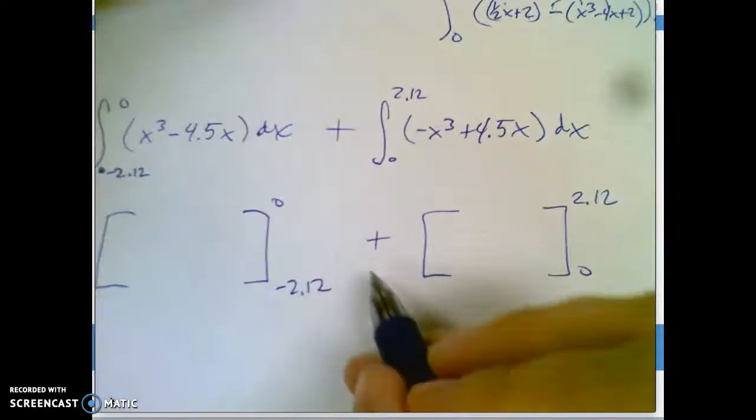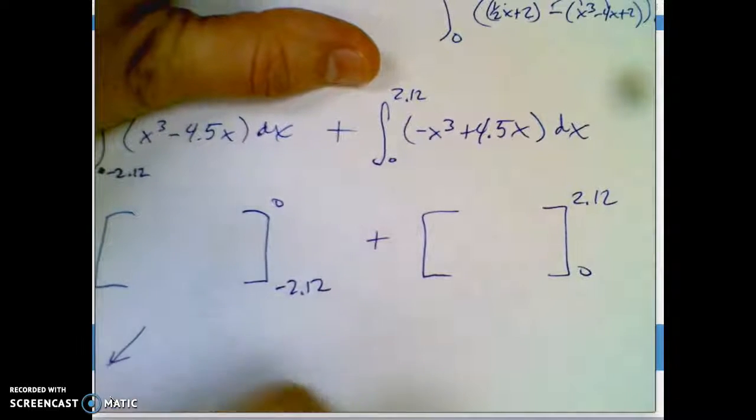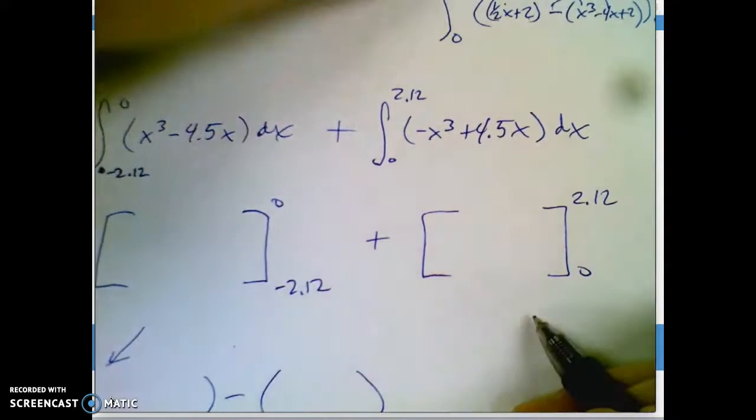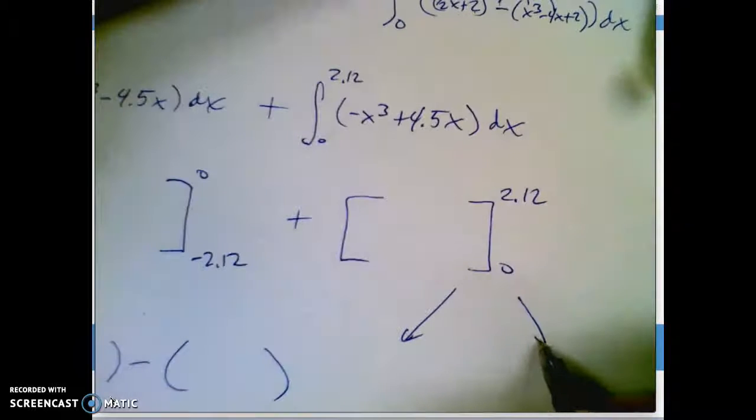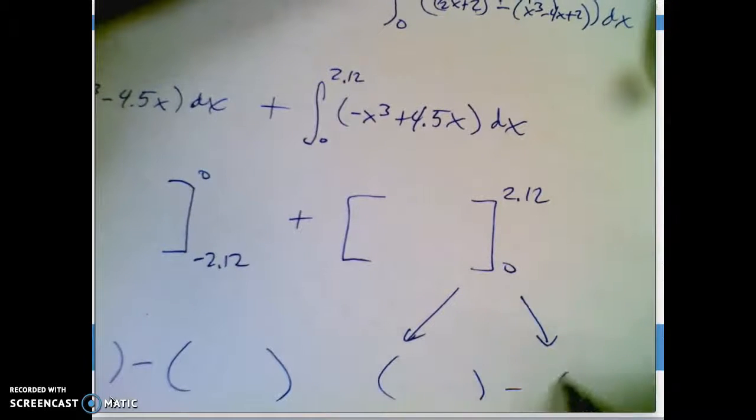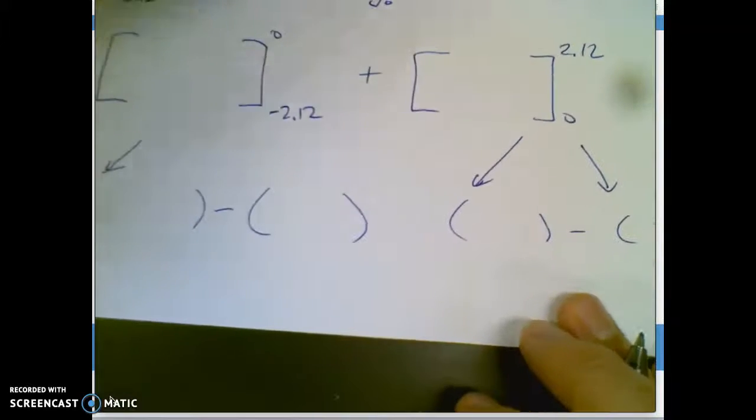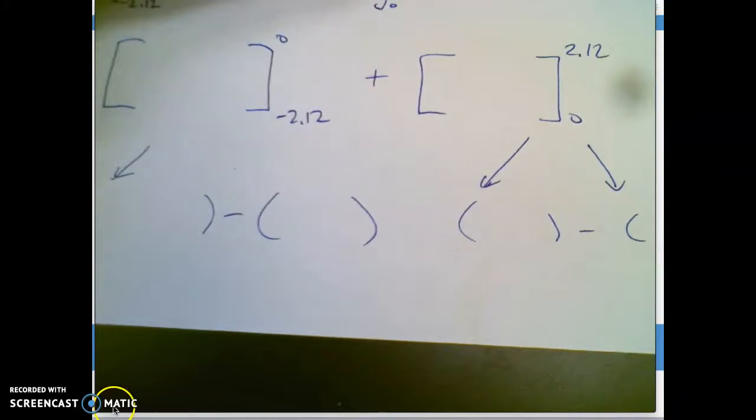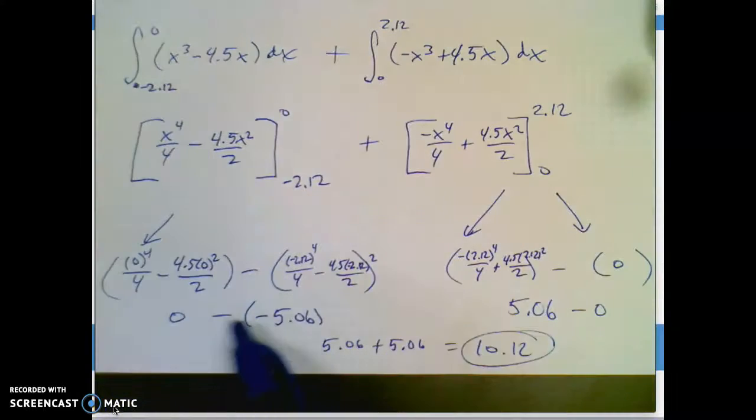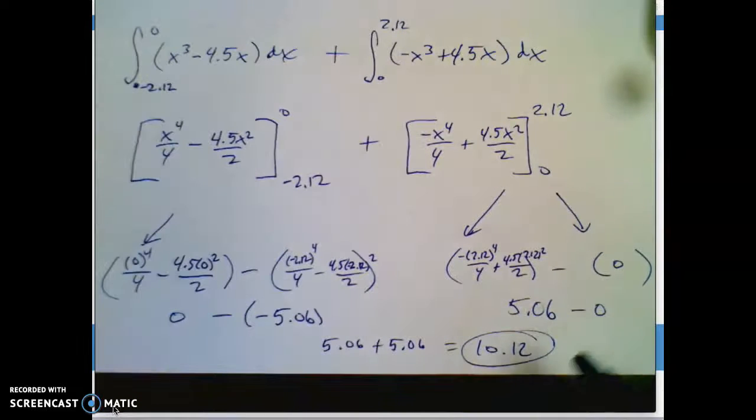Okay, and you'll do your tricks, and then you'll make sure you split this into something minus something, and then you'll split this one into something minus something, and you will finally add them all up. So give that a try. I'm going to pause it and put the answer up here in a second. Alright, so when I did this, I got one of them with minus negative 5.06 and the other with 5.06 minus 0, and it equals 10.12.